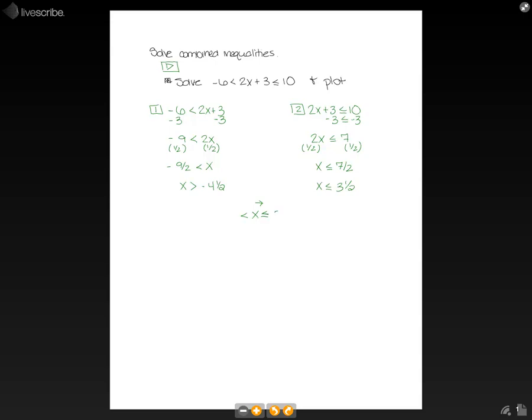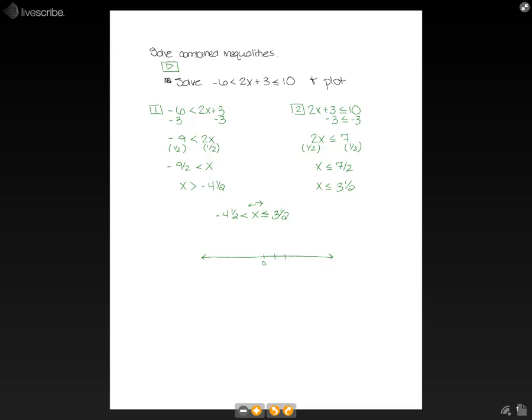So from the center to the right, we have x less than or equal to, and then we know that's less than or equal to 3 and 1/2. And then from the center to the left, we have x greater than negative 4 and 1/2. So here we have either two separate solutions or the one combined solution. Plotting this is sometimes easier to do from the two separate.